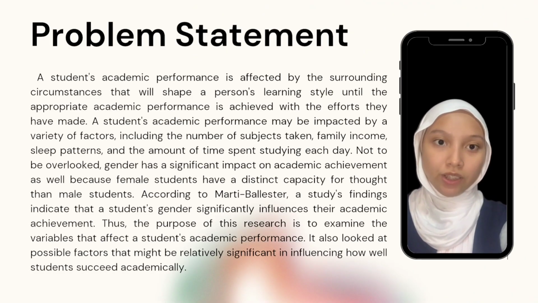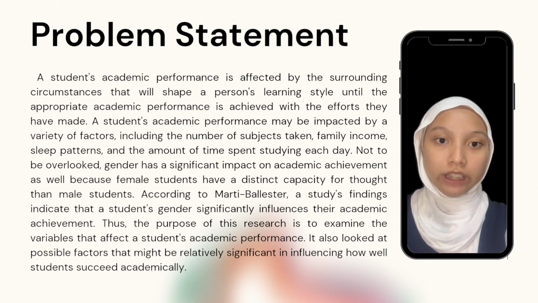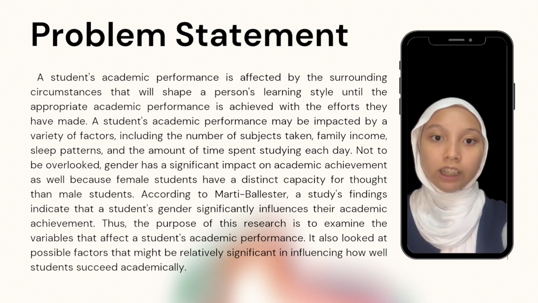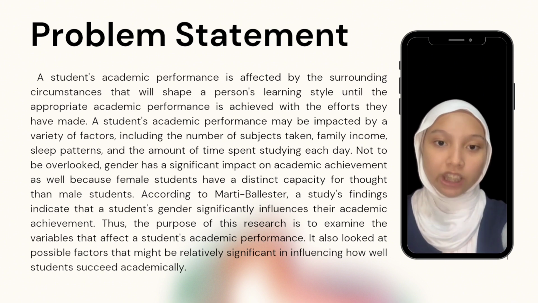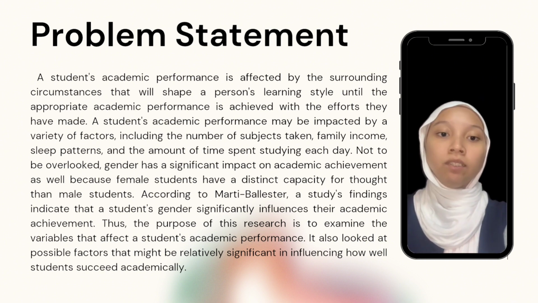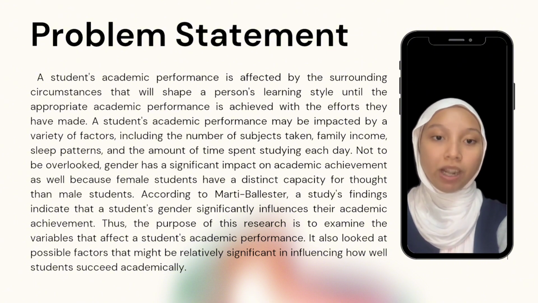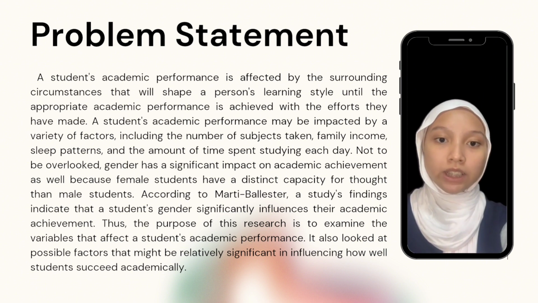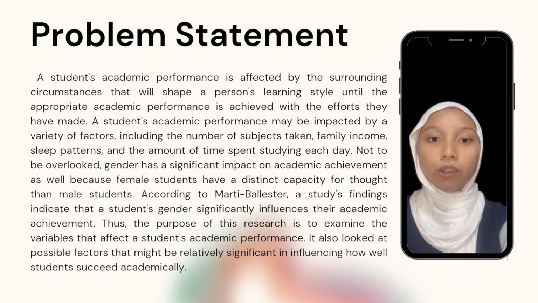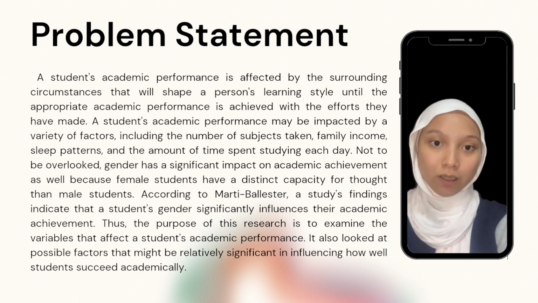Problem statement. A student's academic performance is affected by the surrounding circumstances that will shape a person's learning style until the appropriate academic performance is achieved with the effort they have made. A student's academic performance may be impacted by a variety of factors, including the number of subjects taken, family income, sleep patterns, and the amount of time spent studying each day.